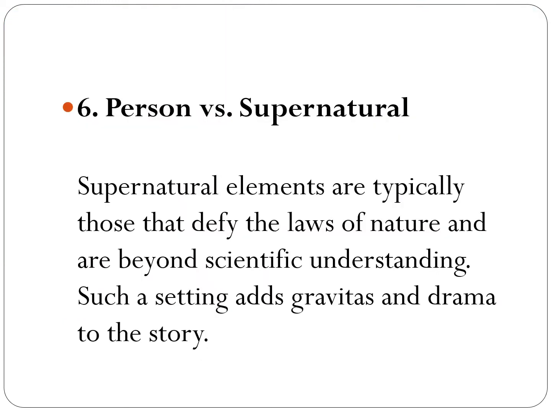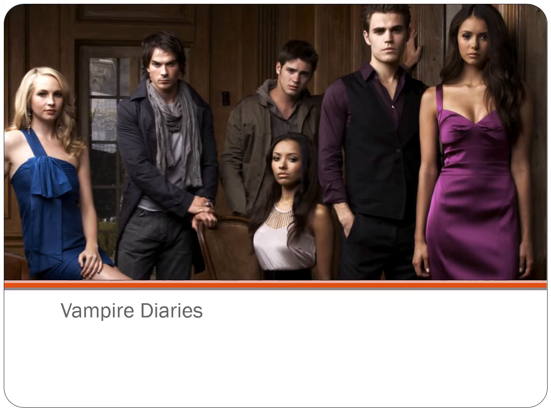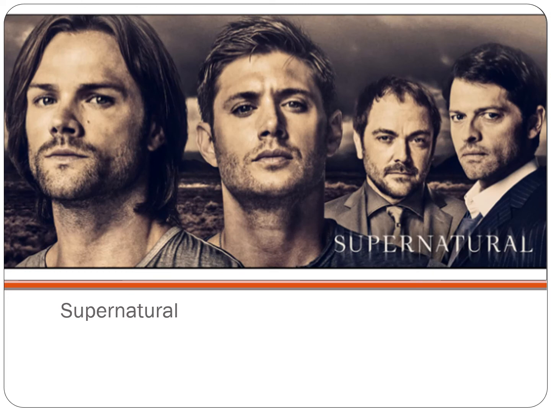The sixth type of conflict is the person versus supernatural. Supernatural elements are typically those that defy the laws of nature and are beyond scientific understanding. Such a setting adds gravitas and drama to the story. Stories that include magic or supernatural beings like vampires, werewolves, and zombies go in this category. Examples of man versus supernatural are The Vampire Diaries and Supernatural.